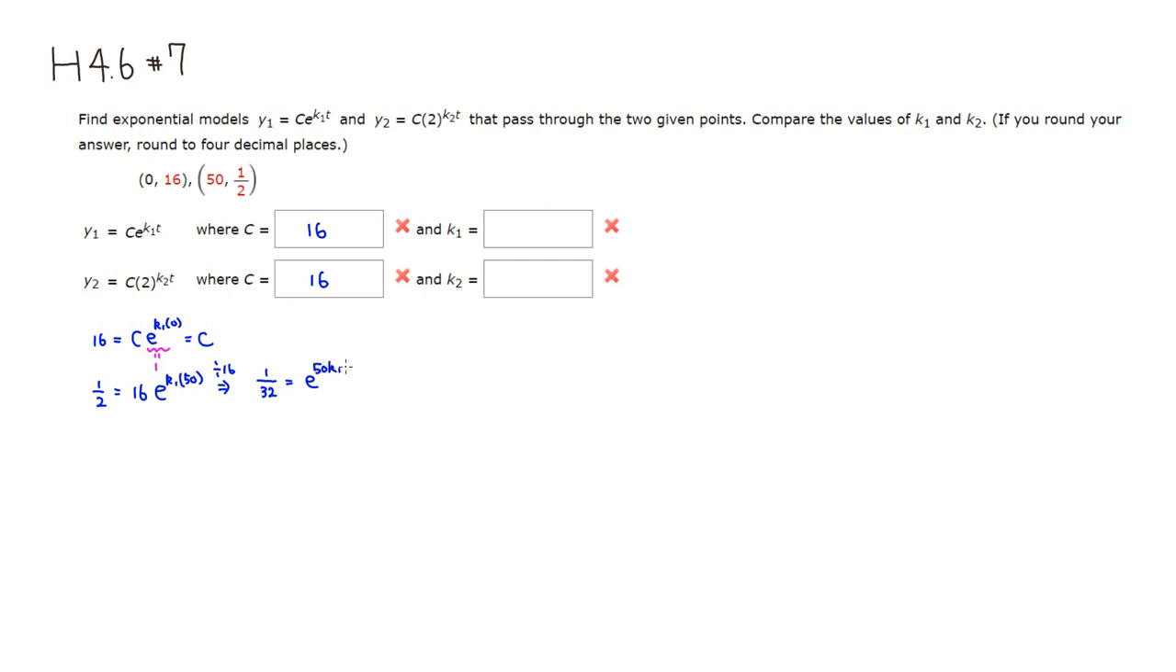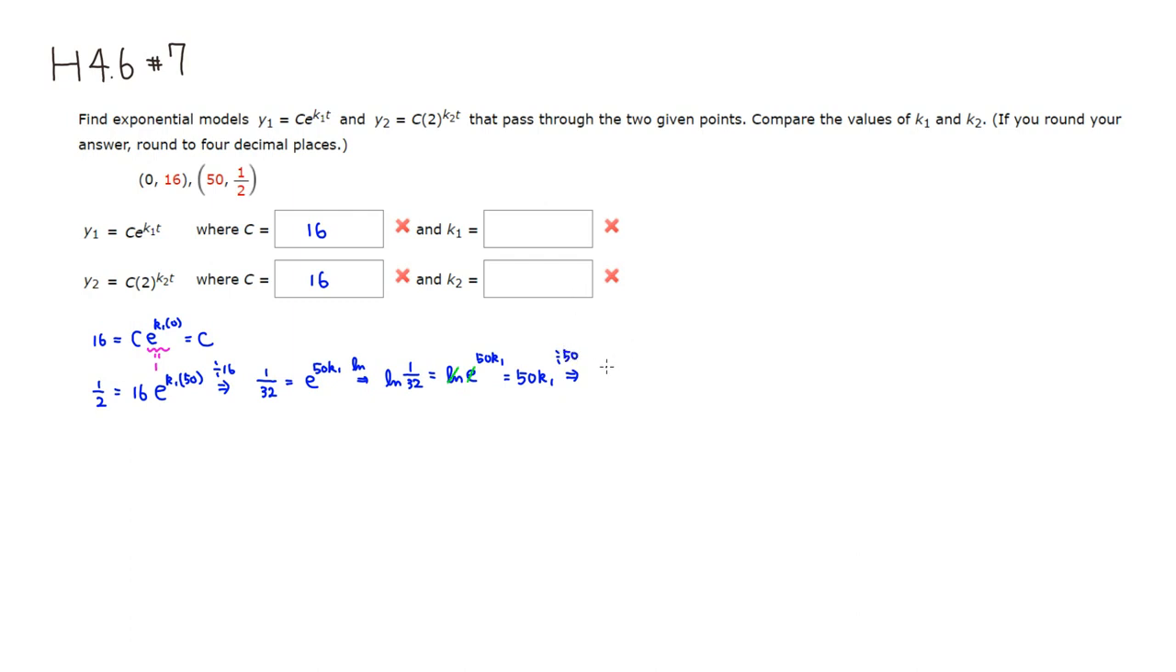k1. Then we need to get rid of e, so we can take the natural log of both sides. We have the natural log of 1 over 32 is equal to the natural log of e to the 50 k1. You can see that we are composing inverse functions by the inverse property, so they cancel each other out, and you end up with simply 50 k1. Then divide through by 50 so that k1 is all by itself.